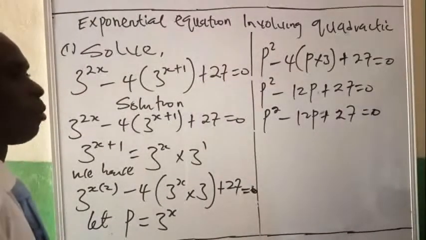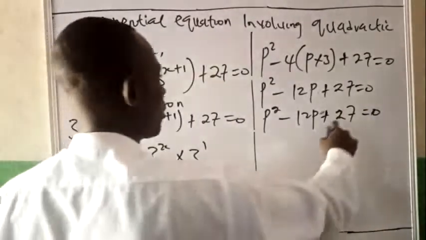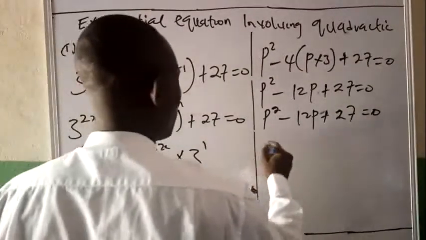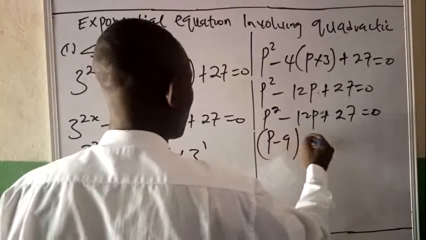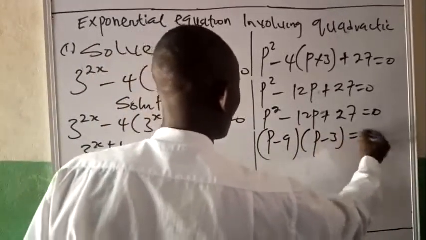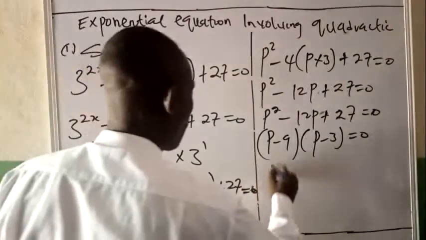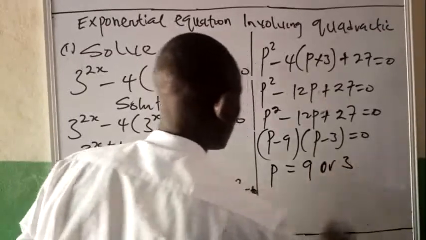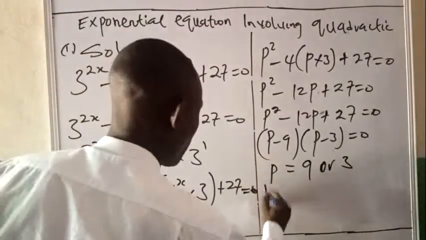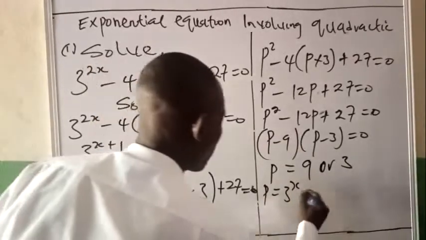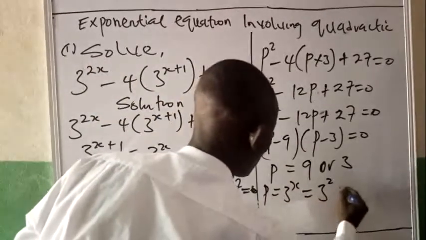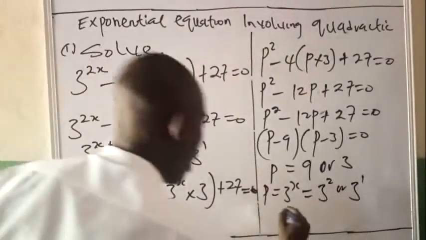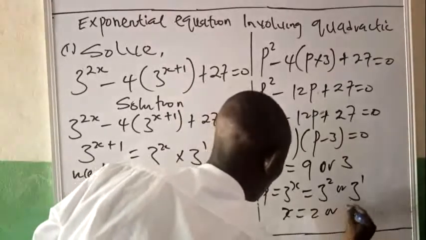So look for two numbers that multiply to get 27 and add together to give us minus 12. The numbers are P minus 9, bracket P minus 3 equals 0. So P is equal to 9 or 3. But P is 3 raised to the power of x; 9 is 3 raised to the power of 2, or 3 raised to the power of 1. So x is equal to 2 or 1.